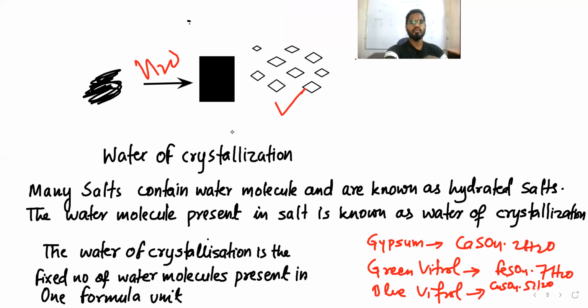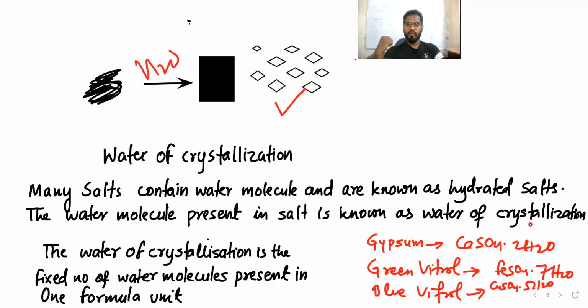We can say many salts contain water molecules and are known as hydrated salts, right? The water molecules present in the salt are known as water of crystal, right? Water of crystal. It means whenever water is there, it is water of crystal. Water of crystallization is a fixed number of water molecules added.